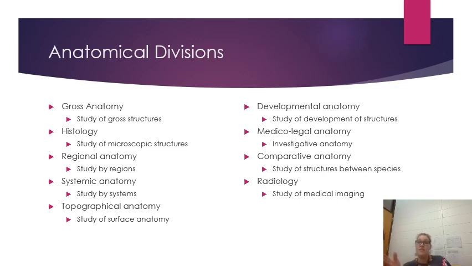Comparative anatomy is the study of structures between species. So comparative anatomy would say, okay, I'm looking at a human and I'm looking at an ape, and I can see various different types of similarities, but I can also see various different types of differences and compare the two. And then you've got radiology, which is the study of medical imaging.